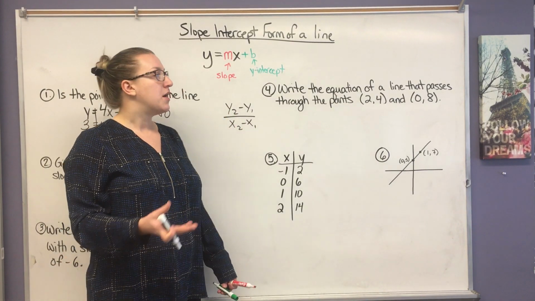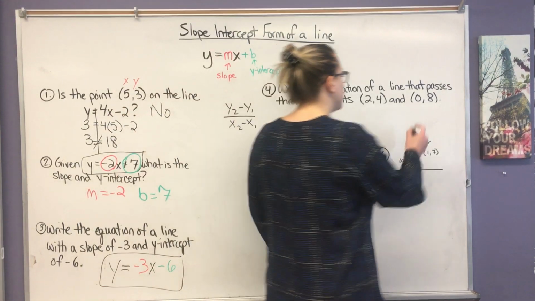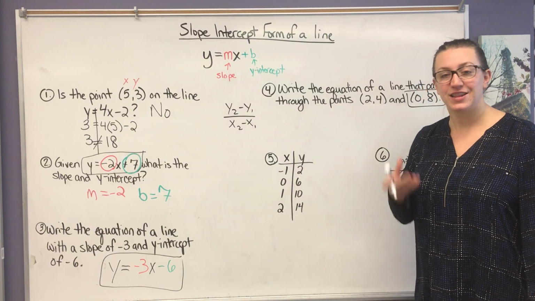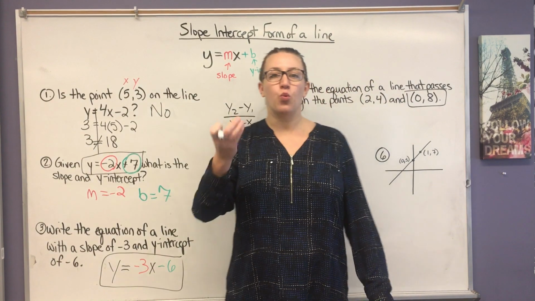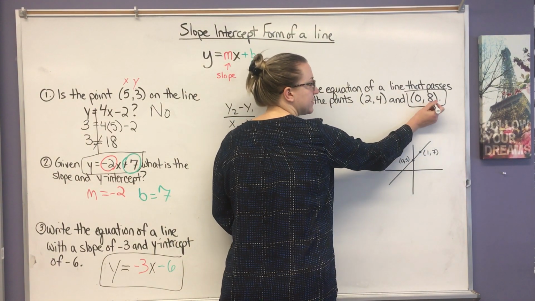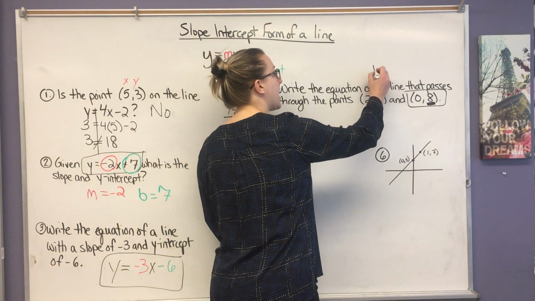That's easy. But they also gave me a special point, (0, 8). (0, 8) is the y-intercept because the y-intercept always occurs when x is 0. So my x is 0, which means 8 is my y-intercept. So I'm going to write that down at the top.